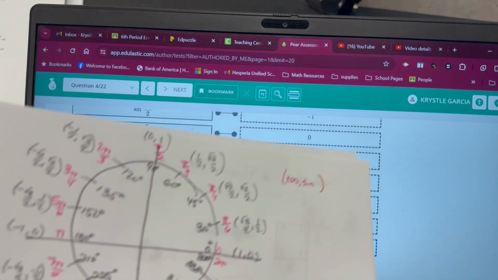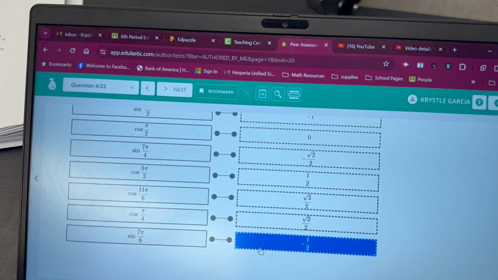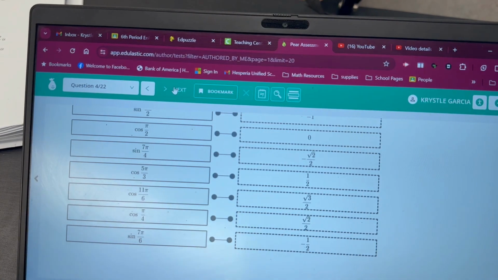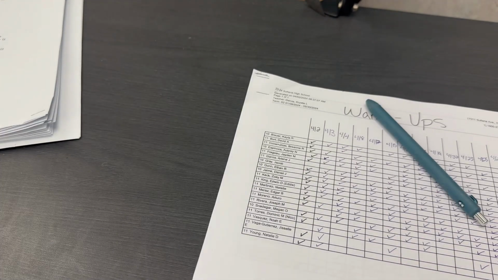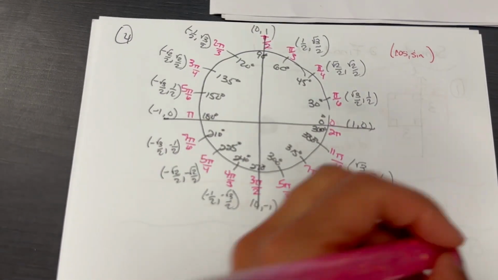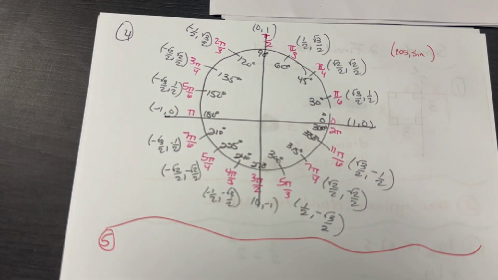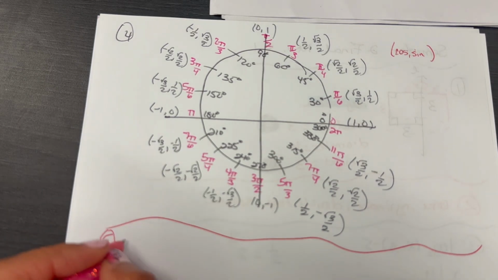Okay, so really all the work you need to show for number 4 is your unit circle because we pretty much used all of those. Okay, so that was number 4. Okay, number 5. So number 5 says find the equation in vertex form for the parabola with focus 1, 4.